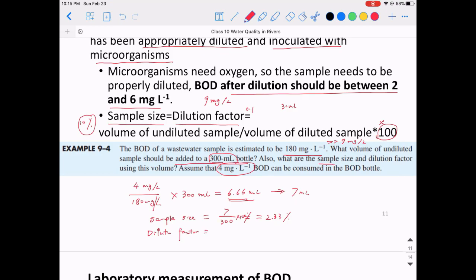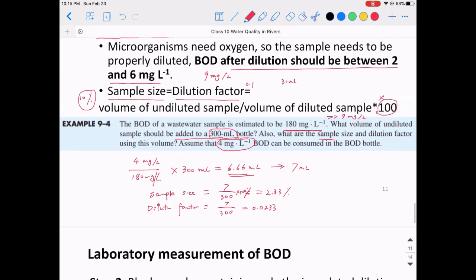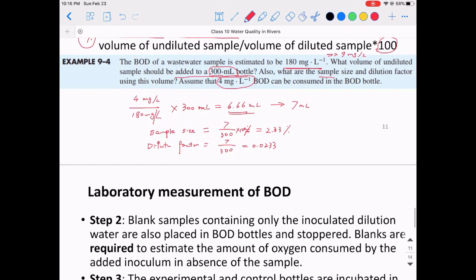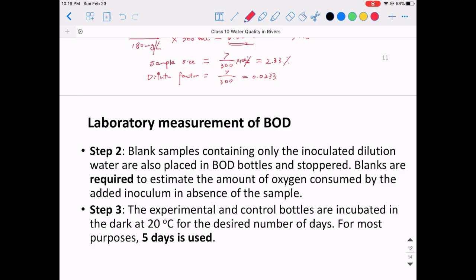Okay, so the dilution factor is going to be equal to 7 divided by 300, which is 0.0233. This is typically how we can decide what the sample volume is that we should put into this BOD bottle. So the first step is the proper dilution, also the inoculation of the microorganisms.